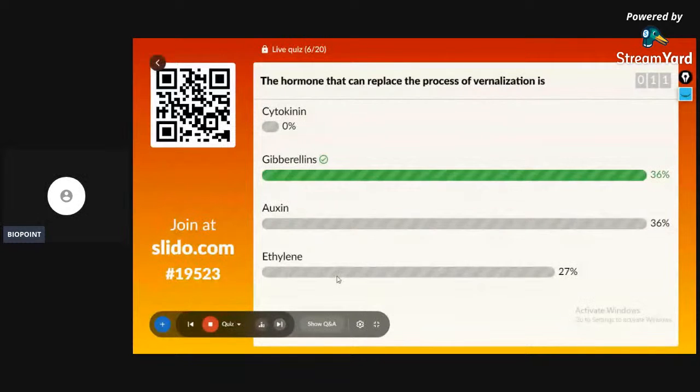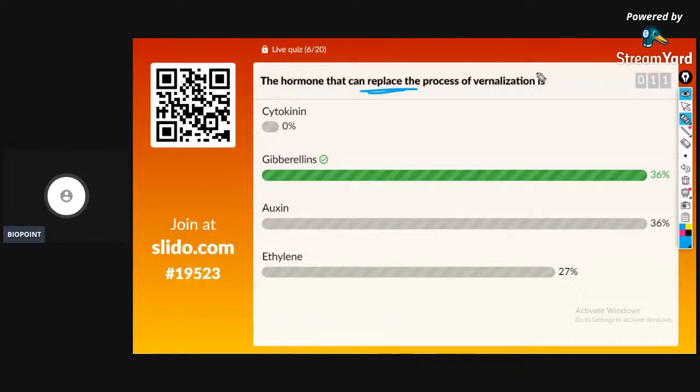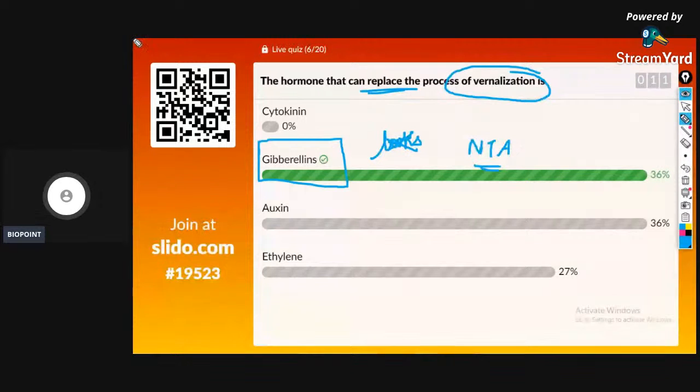So the hormone that can replace vernalization, I think this would be the very first time that you see this question anywhere. I don't think you will find this question in any other books, because it is found in the NTA Abhyas paper, the National Testing Agency mock test paper. The answer is gibberellin. Seventh question on the screen.